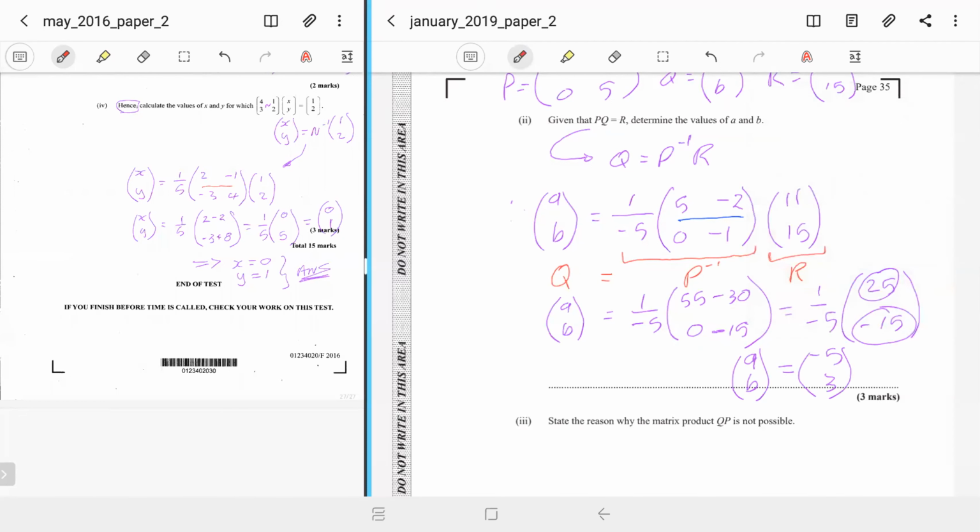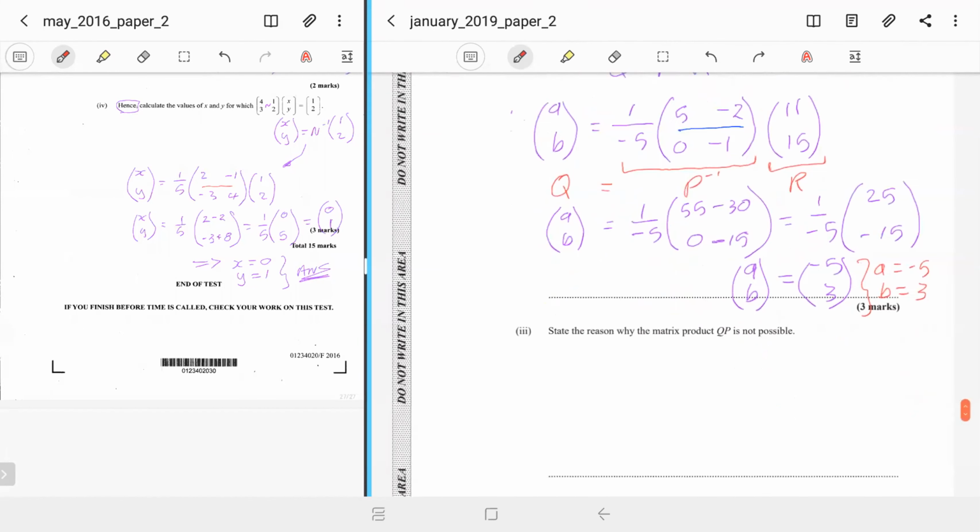What does that mean? Conclusion. Let's put the conclusion in red. That means that the A equals -5 and the B equals 3. Done. That's the answer. The question asked about A and B, so you can't leave this as the answer. You have to put that. Answer the question. All right.